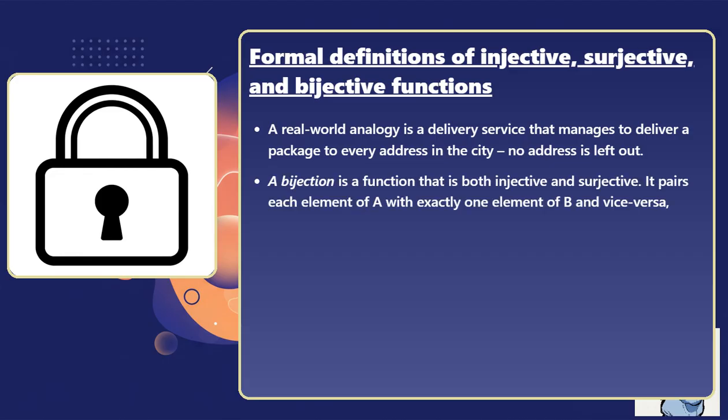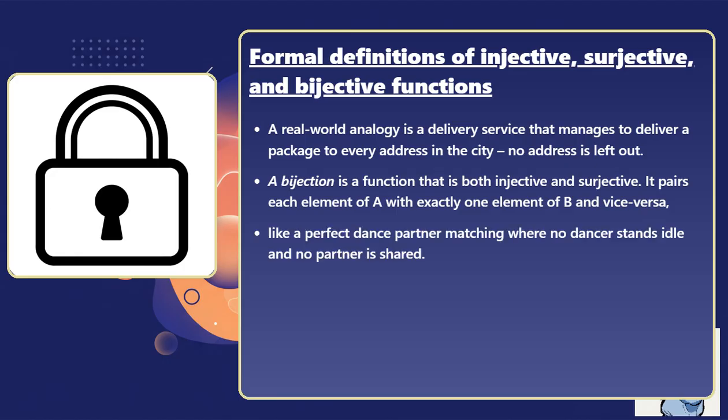A bijection is a function that is both injective and surjective. It pairs each element of A with exactly one element of B and vice versa. Like a perfect dance partner matching, where no dancer stands idle and no partner is shared.